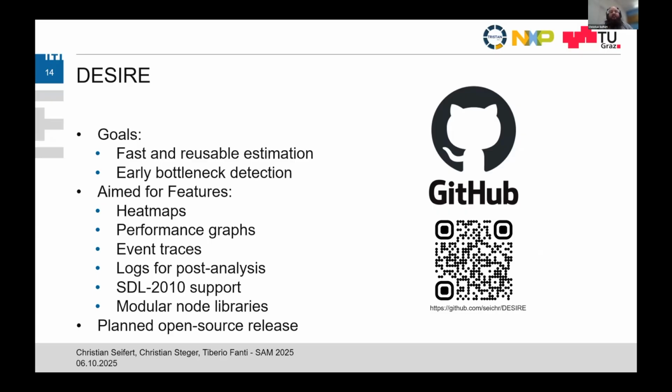We want to produce detailed visual and textual outputs for every system component representing a node in the system. There's also the aim for a system-wide heat map, component-level graphs, structured logs, and we're thinking about STL 2010 support. We also want to support reusable node libraries, making it easy to build and iterate quickly through various different architectures. Some features are already implemented while others are still being reworked or somewhere on a backlog. The plan is to release Desire as an open source tool between winter 2025 and spring 2026 on GitHub.